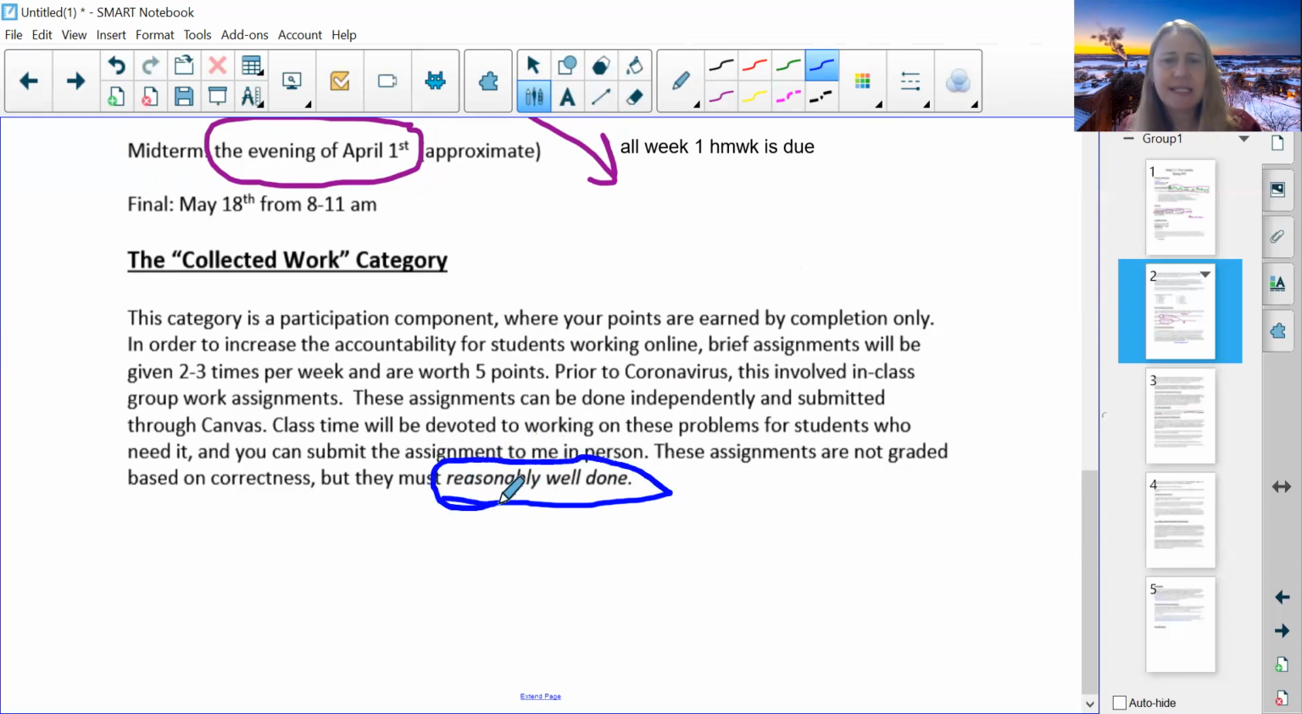Sometimes last semester, students would submit an assignment, and I could tell that they made absolutely no attempt to watch the video and learn anything about the material, and they were just scribbling something down to submit on Canvas. In those cases, I did send the work back to the student and say, watch the video, try this again. So it does have to be reasonably well done. But as long as you submit it, you get the full credit for that.